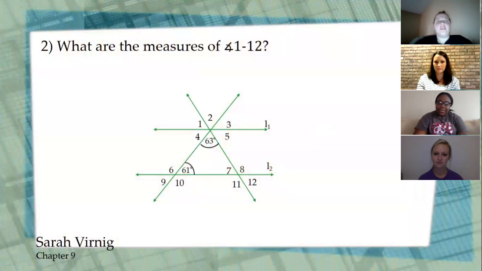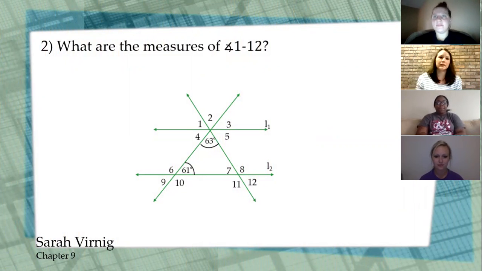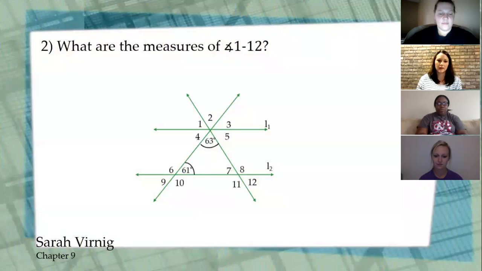Sarah, what is the measurement of angle 1 through 12 on this? All right, so before we can answer that, we need to go over a few vocab words. Supplementary angles have a sum of 180 degrees. Congruent angles have the same measurements, and vertical angles are two non-adjacent angles that are formed by two intersecting lines. So knowing that, we can get started.